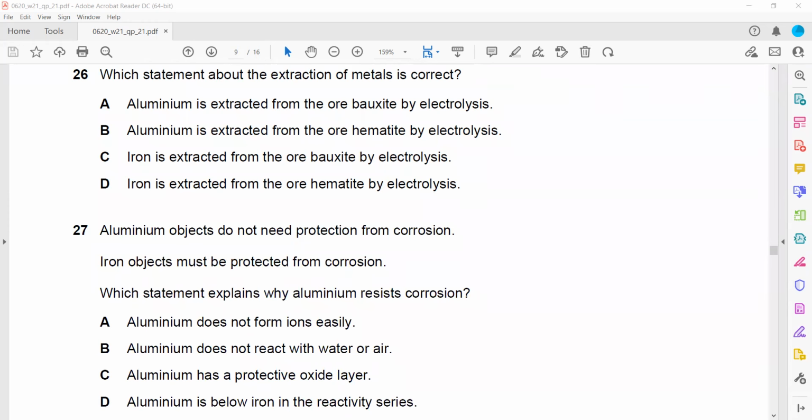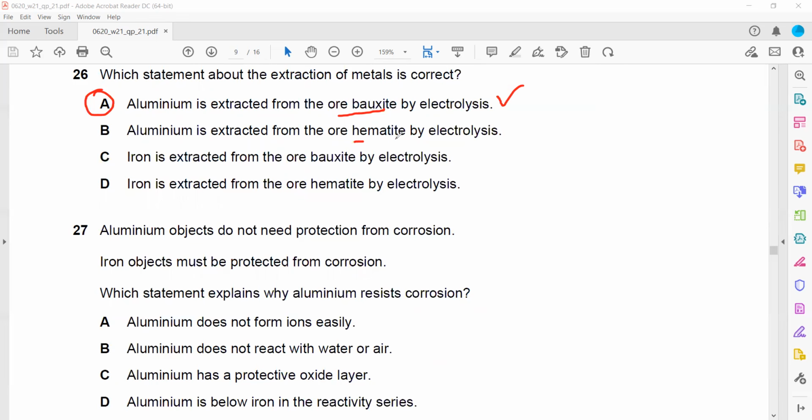In question 26, which statement about the extraction of metals is correct? Aluminium is extracted from the ore bauxite by electrolysis. Yes, that is true, because the ore of aluminium is bauxite and we do electrolysis.